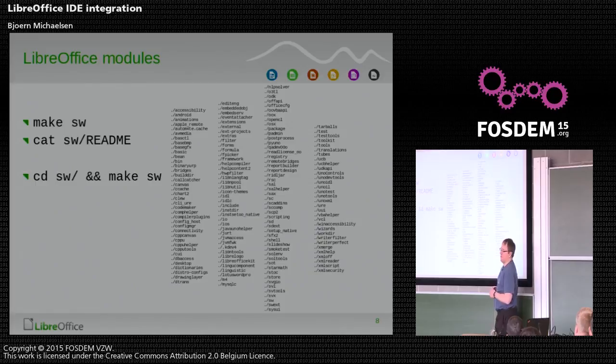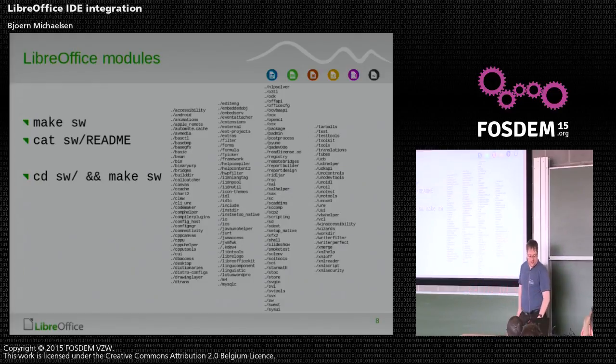Of course, just building all of LibreOffice is not what you usually want to do, because you want to make changes and rebuild something. So you have multiple parts of LibreOffice, here's a whole list of them. For example, SW is Writer, the text processor. So you can do changes there and just rebuild the Writer module, which is make sw. The other way to do that is you can go into that directory and just make, not make sw, in there.